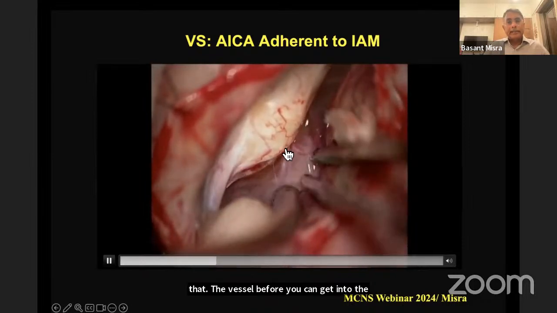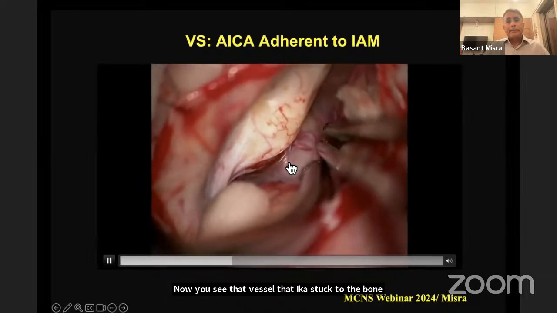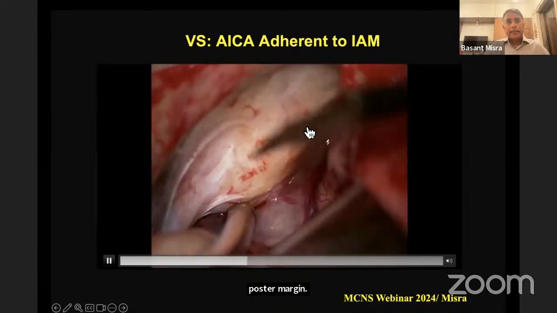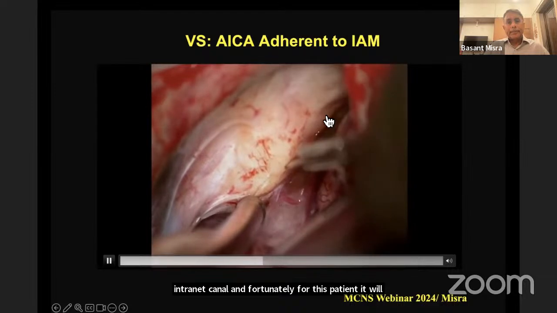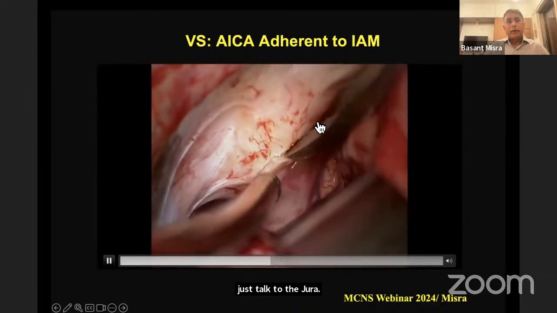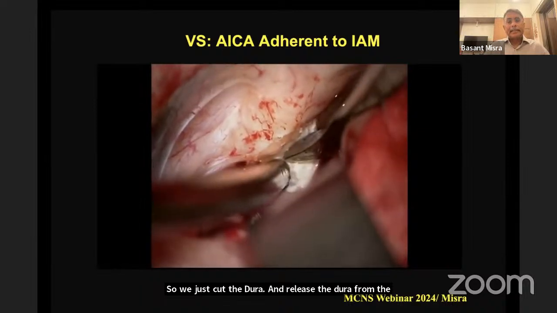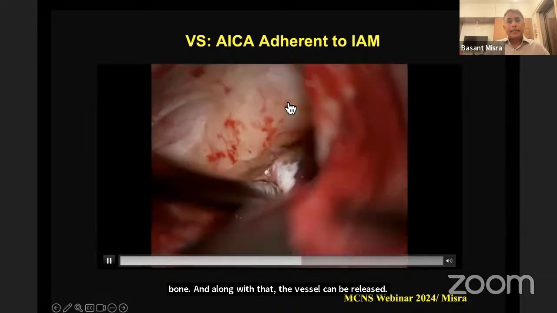Now you see that vessel, that ICA, stuck to the bone posterior margin, and sometimes it goes inside the intraosseous canal. And fortunately for this patient, it was just stuck to the dura. So we just cut the dura and release the dura from the bone. And along with that, the vessel can be released.